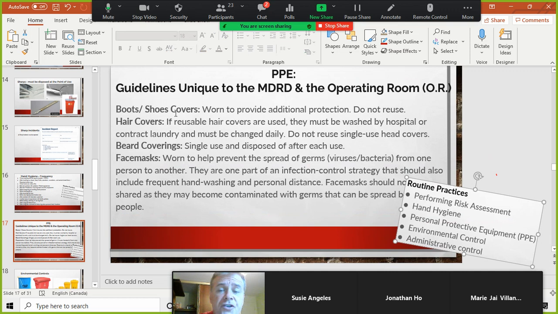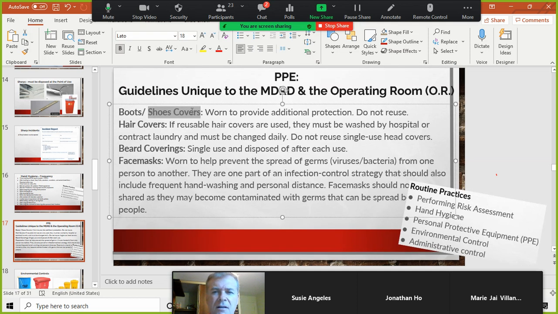Boots, shoe coverings. Okay, like some places, you'll have boots that never leave the building. They're only internal boots, right? Because we want to maintain, we want to be microbe free. Sometimes companies will provide shoe coverings worn to provide additional protection. Do you reuse them? Do you not reuse them? Generally with shoe covers, no. Generally you don't. You just throw them away.